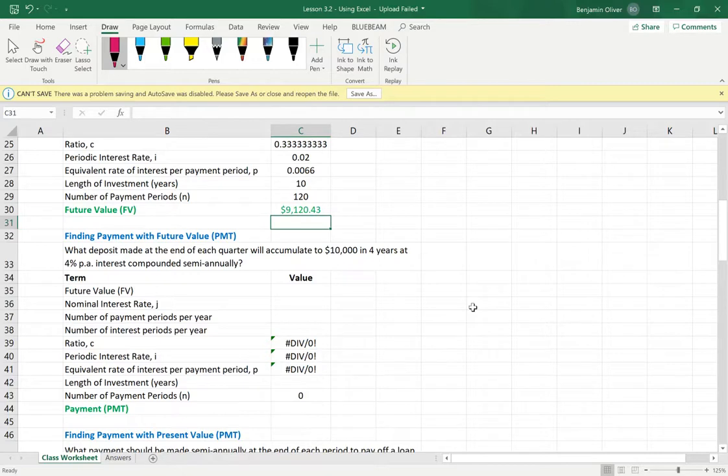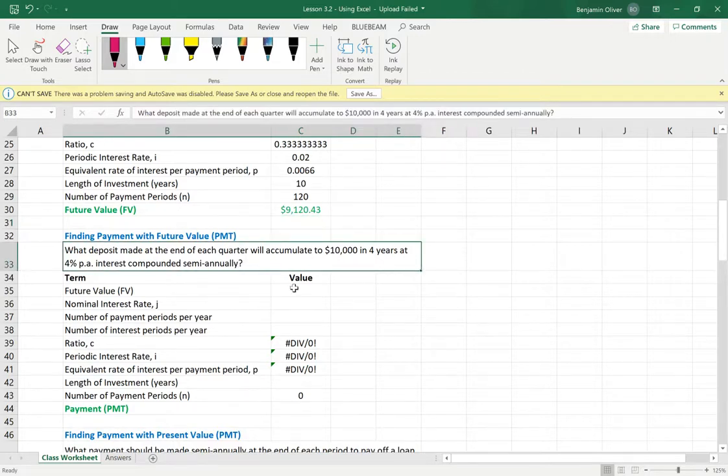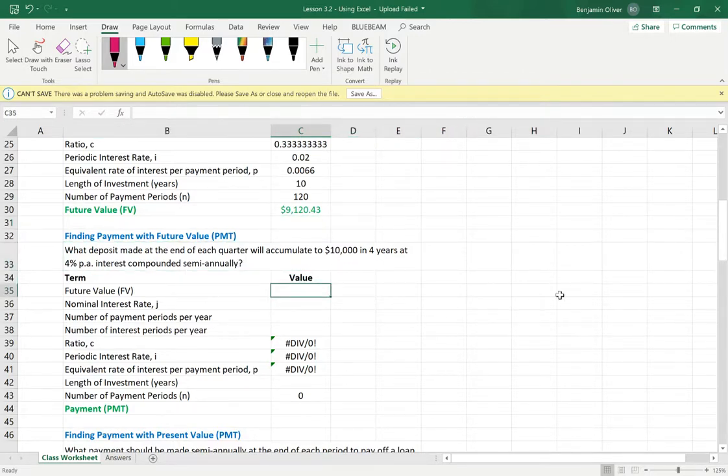Our third one is finding payment when knowing future value. Okay, so in this question, it's what deposit made at the end of each quarter will accumulate to $10,000 in 4 years at 4% per annum interest compounded semi-annually. So again, you'll notice that the compounding frequencies are different. So we'll start with what we know. Okay, it's accumulating to $10,000, so negative $10,000. Our nominal interest rate is 4%, or 0.04. Our number of payment periods per year, okay? In this case, we're making a deposit at the end of each quarter, so that means that we have 4 payments per year.